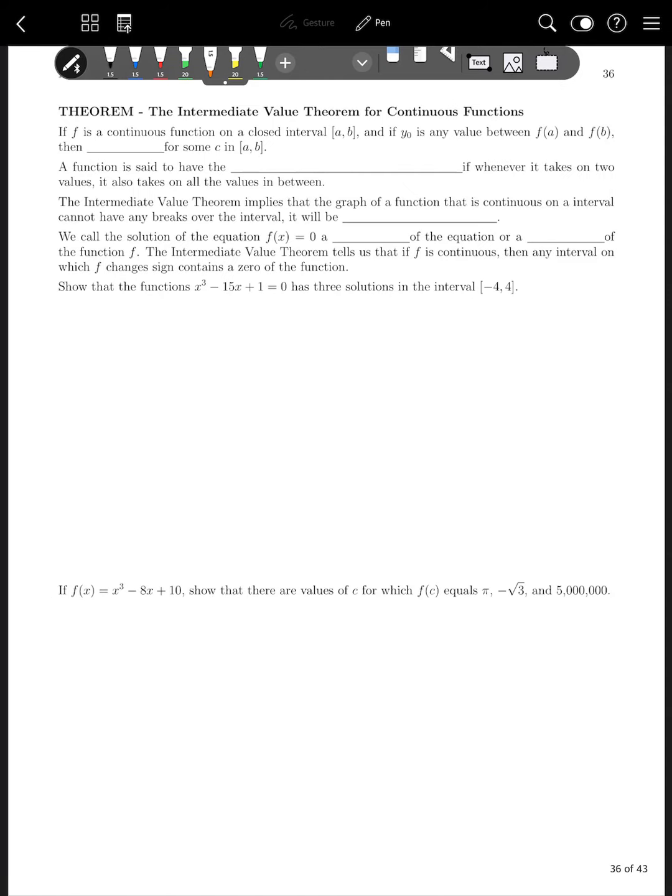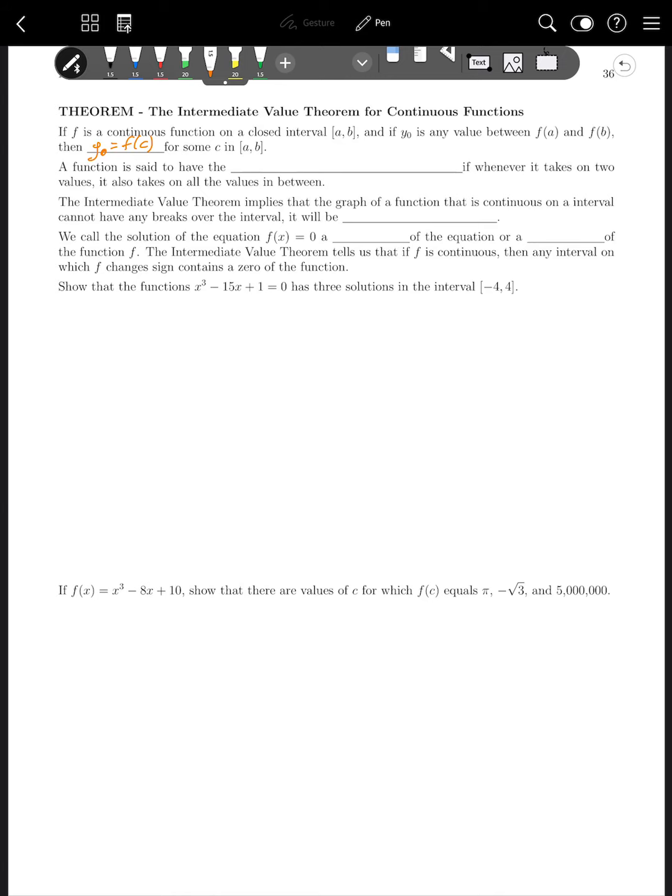And then the last thing in this section is the intermediate value theorem. The intermediate value theorem says that if f is a continuous function on a closed interval a comma b, and if y naught is any value between f of a and f of b, then y naught equals f of c for some c in a comma b.